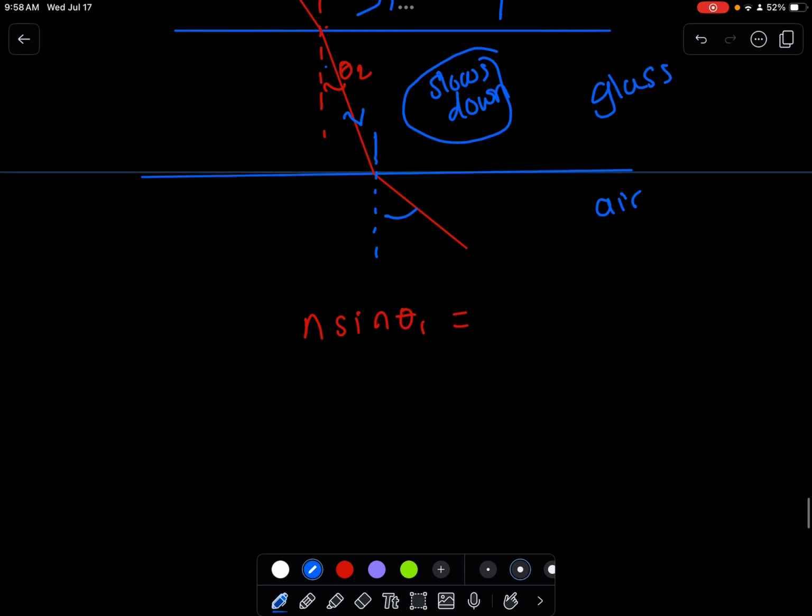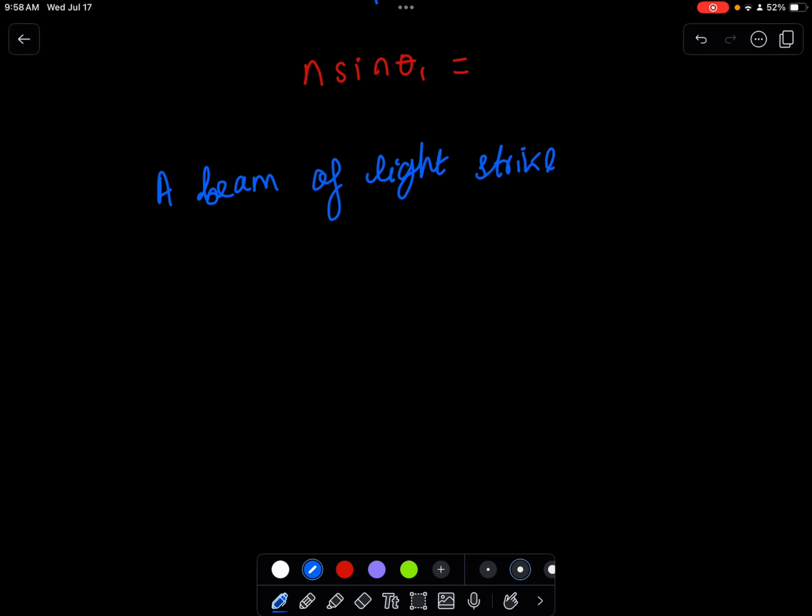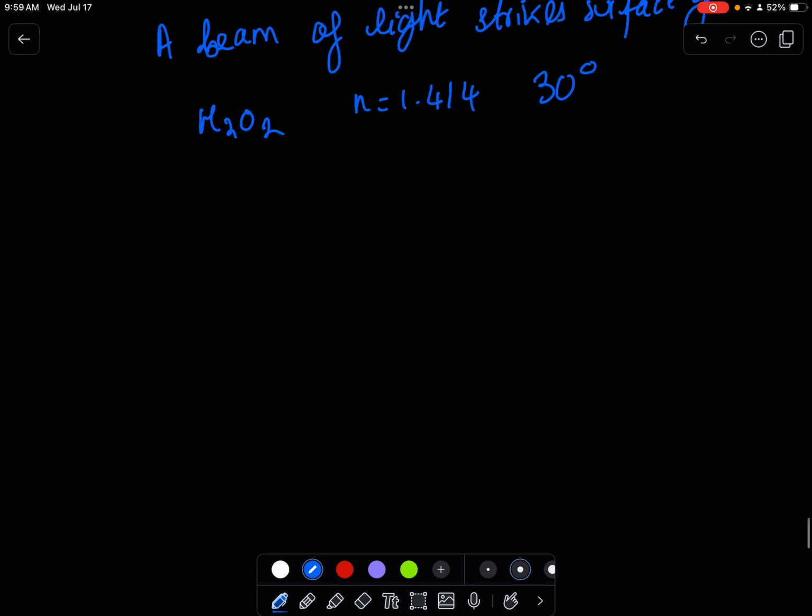So let's do an example question, where we can learn a new equation. So a beam of light strikes the surface of hydrogen peroxide, H2O2, which has a refractive index of N equals 1.414. And it makes an angle of 30 degrees to the surface. What angle does the refracted beam make with the normal?